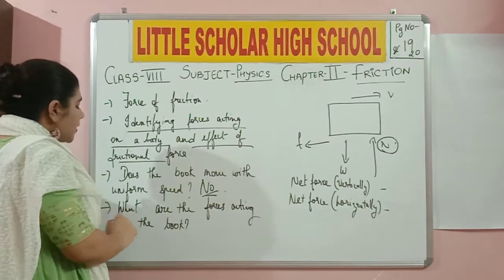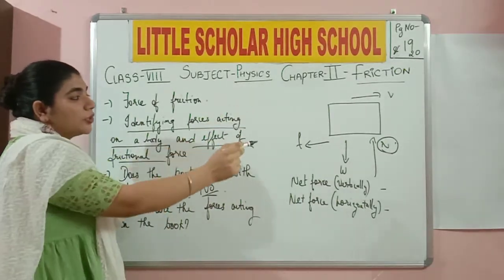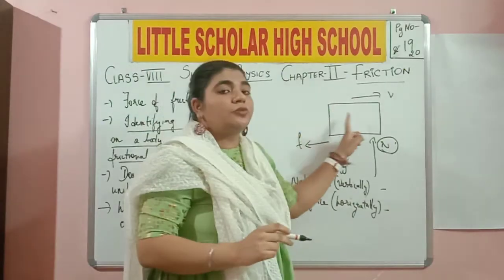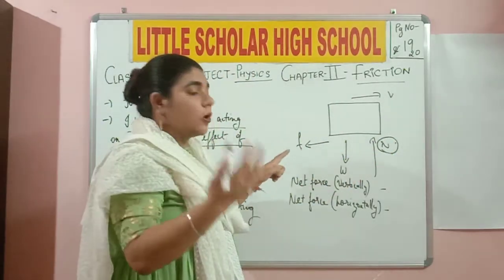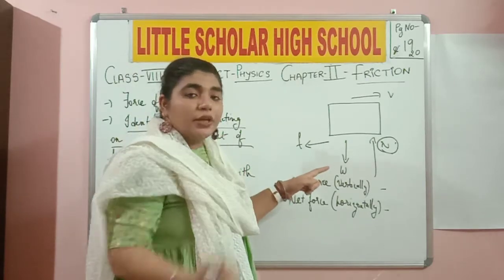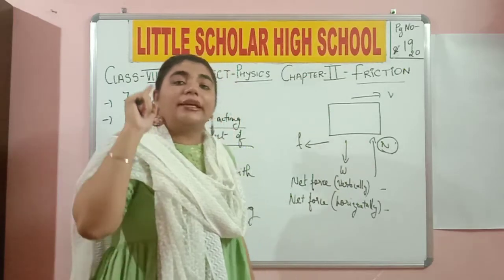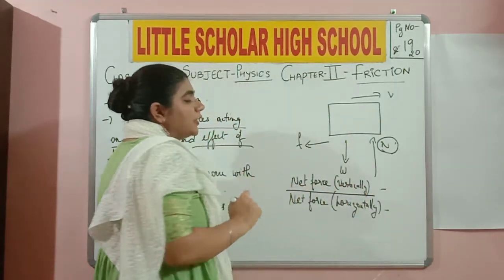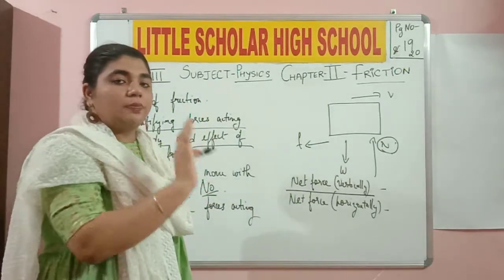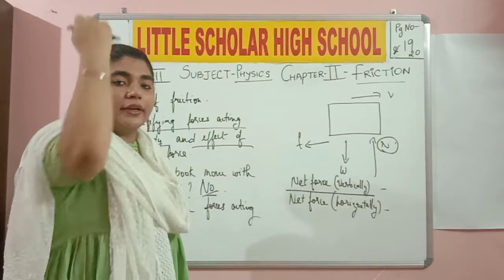Now, what are the forces acting on the book? How many forces? Four forces. I've mentioned it in a diagram over here. It is the velocity with which the book is moving. It is the frictional force because of which the book stops. The weight of the book or the gravitational pull pulling it downwards. And the normal force which is acting vertically upwards. Okay, now let's calculate the net force vertically. Okay, when I am pushing the book on the table, how is the book moving? Horizontally or vertically?